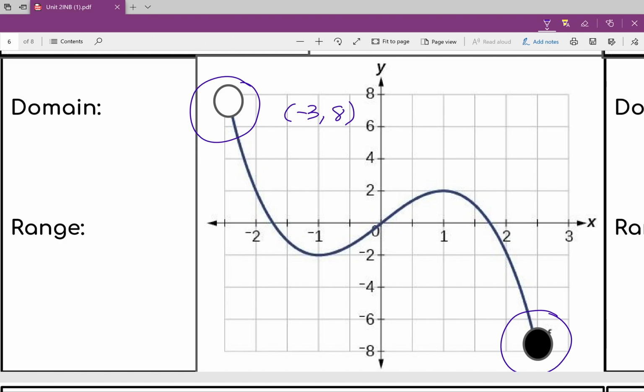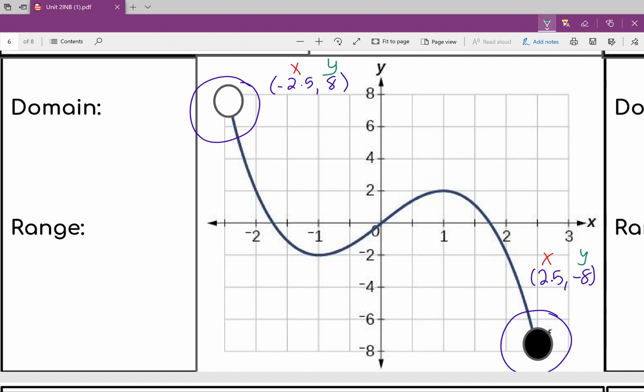The point on the closed dot, actually I think I made a little mistake here. Notice how this x-axis is going by 0.5s. See, 0.5, 1, 1.5, 2. So this one is actually going to be -2.5, 8. And this one over here where the closed dot is going to be 2.5, -8. Remember that the first number is x and the second number is y.